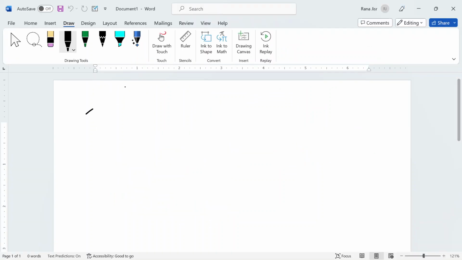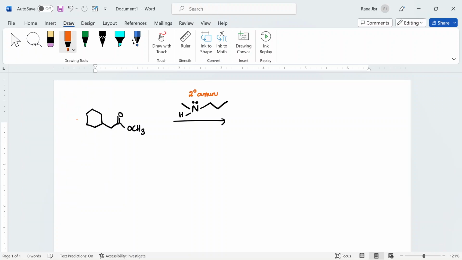Let's have another example now with esters. So let's say if we have this ester over here, and we are reacting this ester with a secondary amine. There you go. So I have a secondary amine. Remember that nitrogen has 3 bonds and a lone pair so that it's neutral. This is a CH3. This is a propyl group, so I have 2 R's that are different for my amine. So here I'm reacting this with a secondary amine.